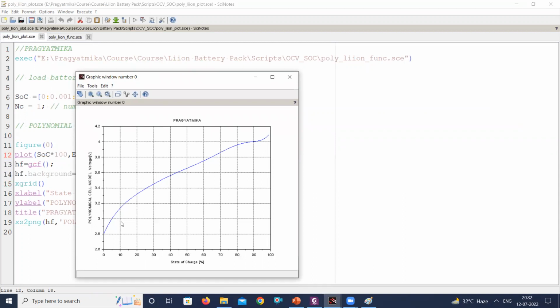So this is from 2.8, that is the cutoff voltage level of your cell, up to 4.2 approximately, that has been considered for the cell level open circuit voltage.